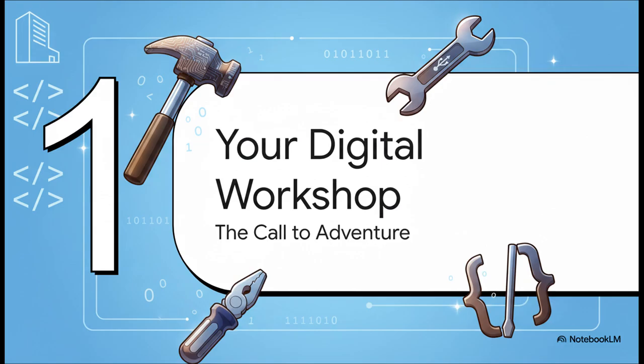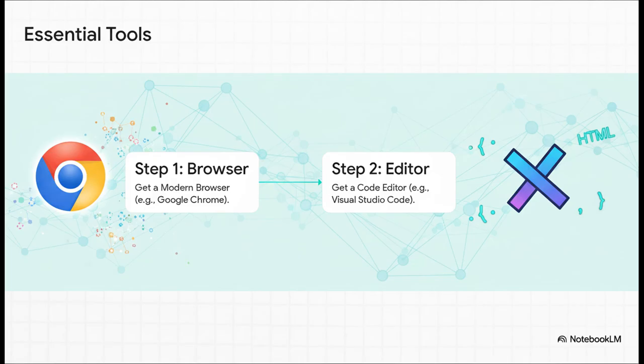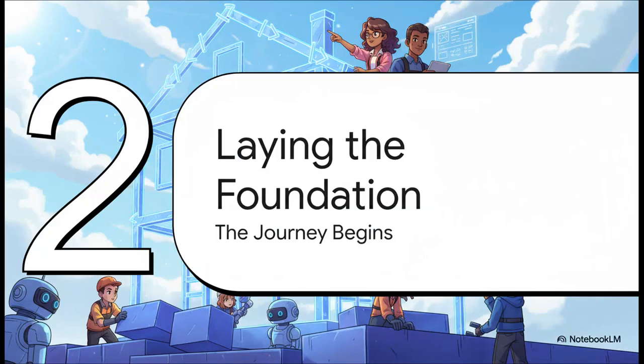Okay, so every builder needs a workshop, right? Luckily for us, our digital workshop is totally free and super easy to set up. Let's go grab our tools. You only need two things. First, you need a modern browser, something like Google Chrome, so we can see our creation. And second, you need a code editor. I recommend Visual Studio Code. Think of it like a word processor, but it's specifically built for writing code. And the best part? Both are completely free. Workshop all set up? Awesome!